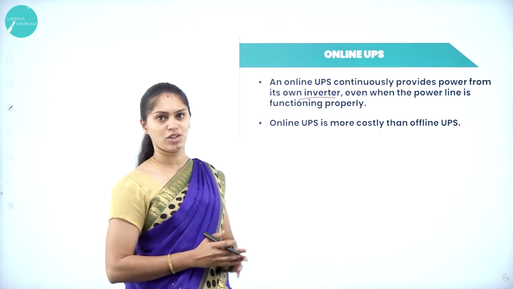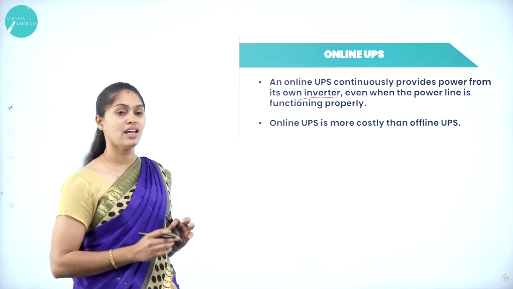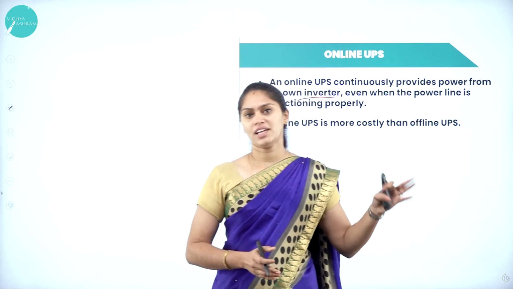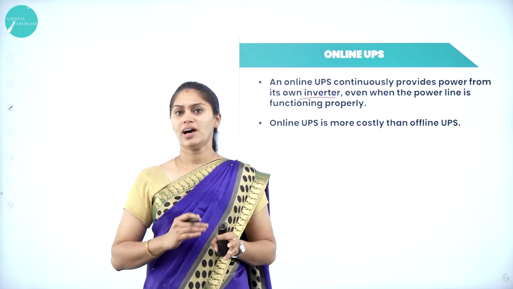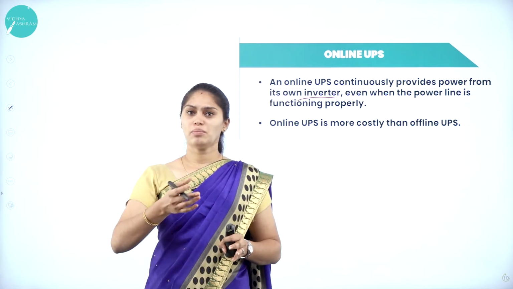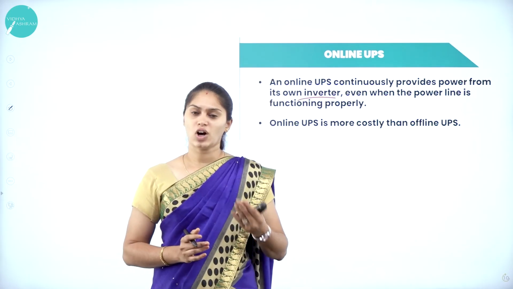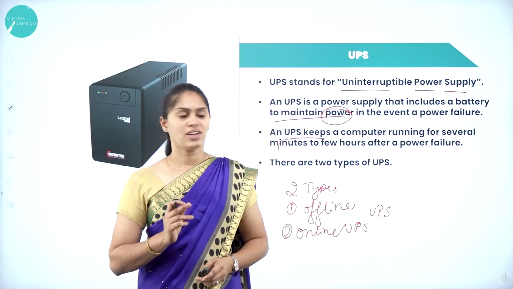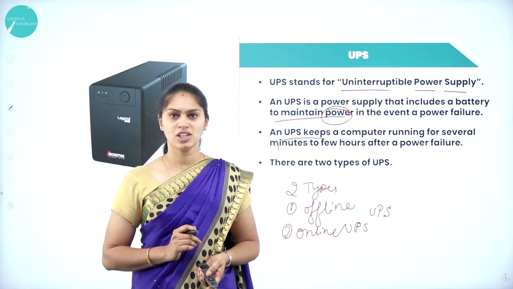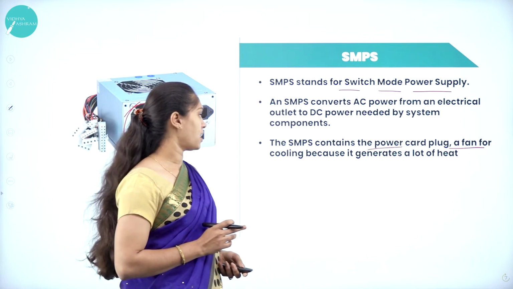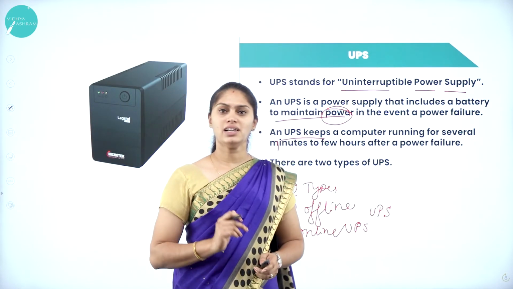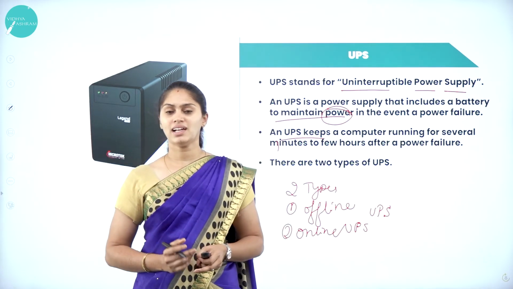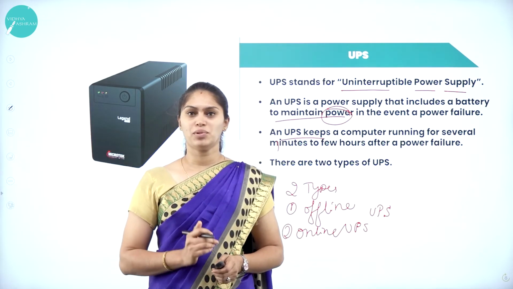At that time we use this kind of UPS, and it is costlier than the offline UPS. Anyway, this online UPS supplies the power even when the power supply is on, so it costs more than the offline UPS. So coming to the power supply, we have two types, SMPS and UPS. In UPS there are two types, offline UPS and online UPS. So these are the ways by which we can supply power to the computer system.